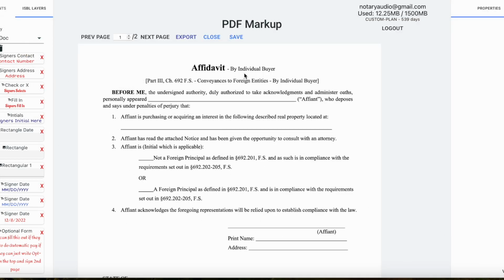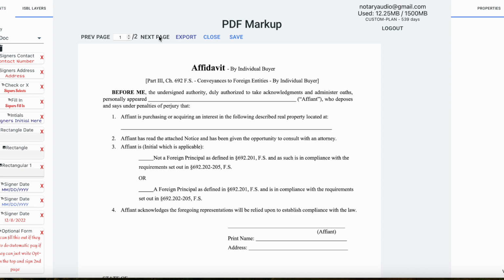Here we have an affidavit by individual buyer. This would be filled out by the person buying the property in their own name, or in the case where the property is being purchased jointly by individuals, each individual buyer would need to complete and sign this affidavit to affirm their personal details and adhere to the relevant laws.